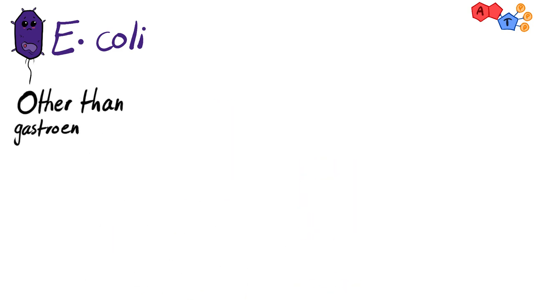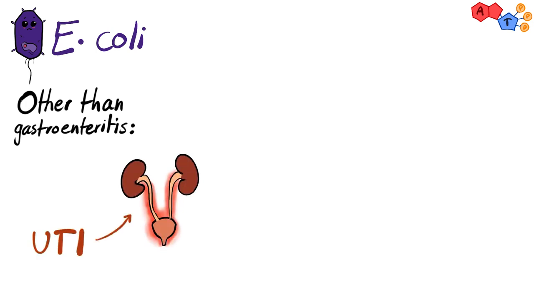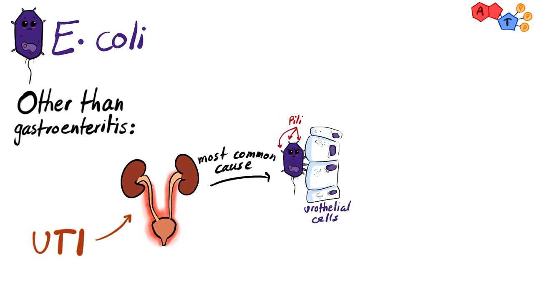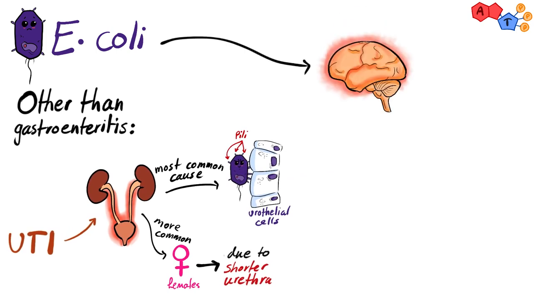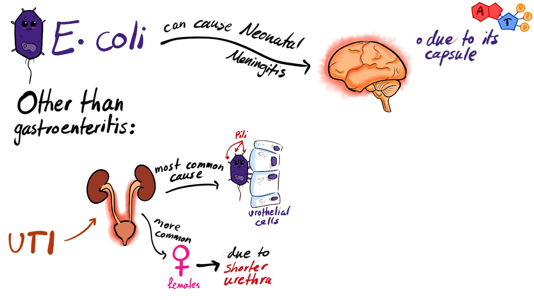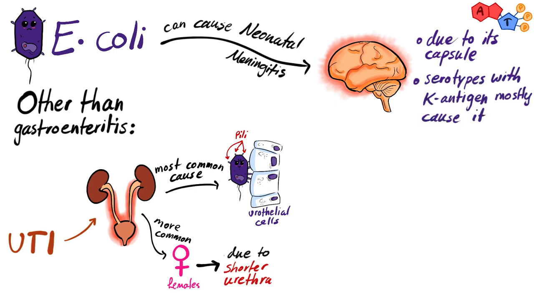Other than gastroenteritis, E. coli can cause other diseases including UTI, urinary tract infection. Actually, E. coli is the most common cause of UTI, and it uses the pili to adhere to the urothelial surface. It's more common in females because they have a shorter urethra, and E. coli can also cause neonatal meningitis, and this is because of the capsule it has. So remember that the K antigen is associated with the capsule. So mostly, the serotypes that contain K antigen are the cause of meningitis.